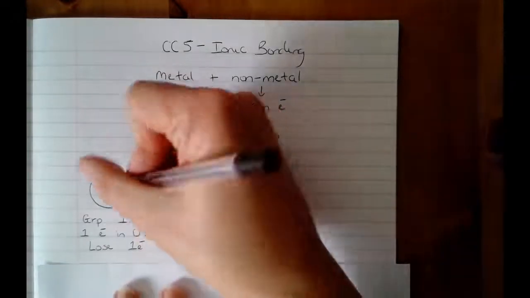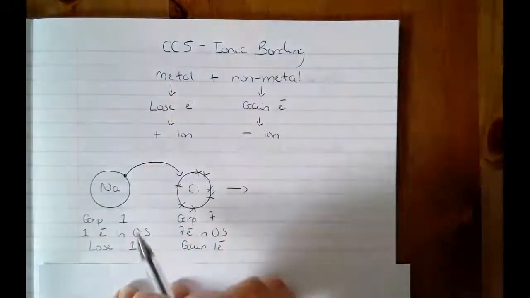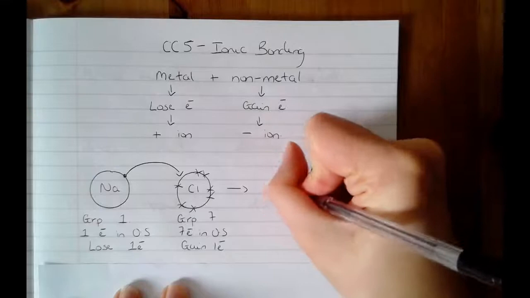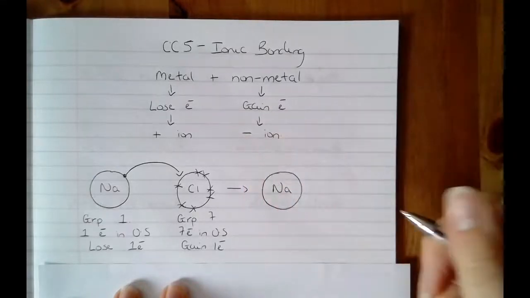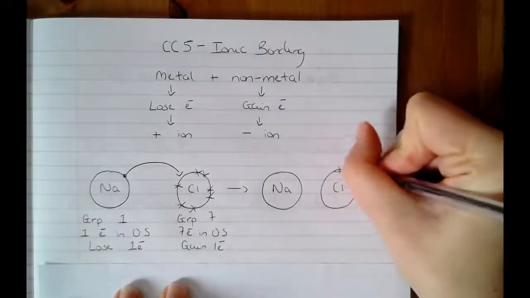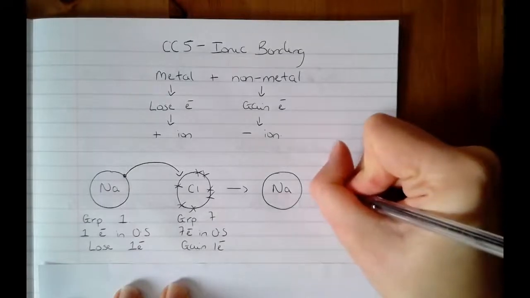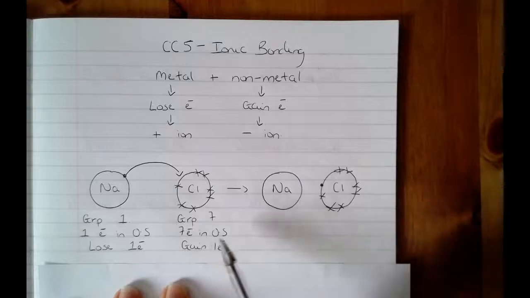So to show this, I'm going to draw an arrow from sodium to chlorine. That shows sodium loses 1 electron and chlorine gains. To draw this on the other side, I'm now going to draw sodium without any electrons, so just an empty shell, and I'm going to draw chlorine with its 7 original electrons, and then with the new electron it has gained from sodium. This is why I use dots and crosses.